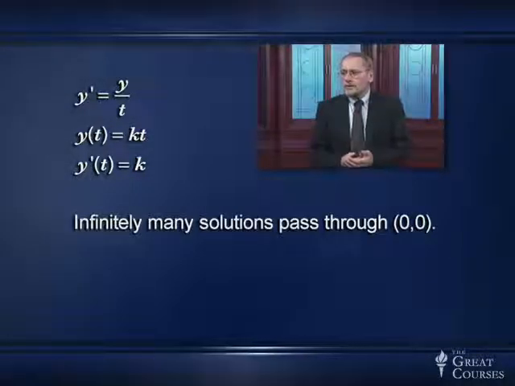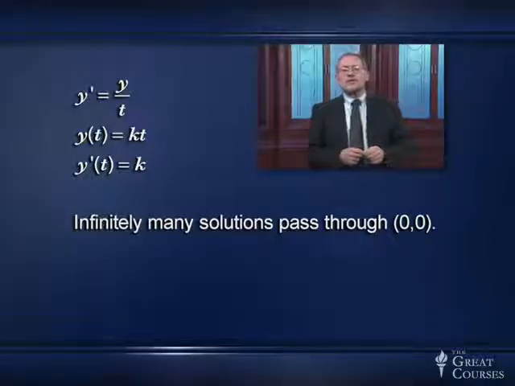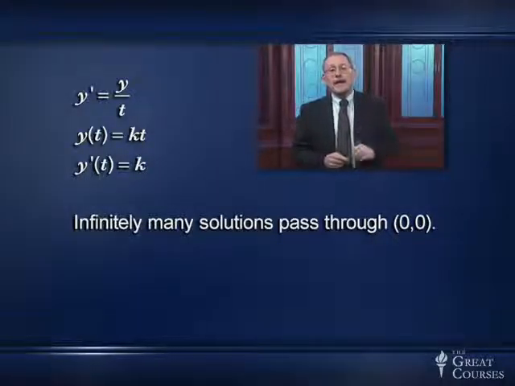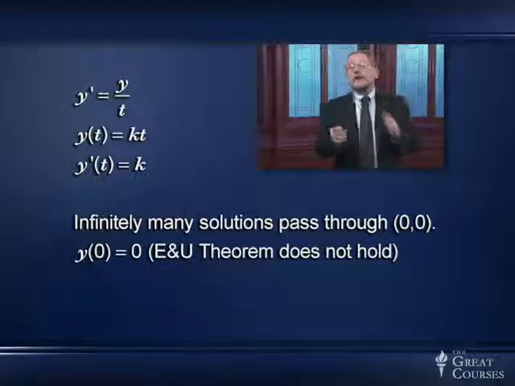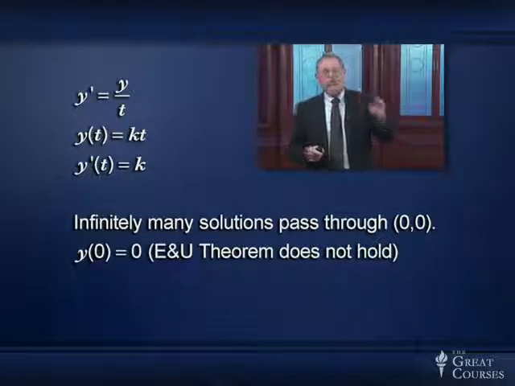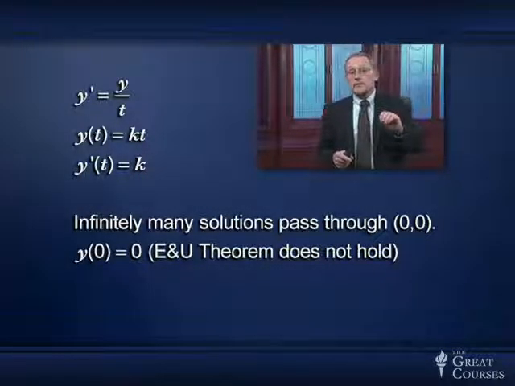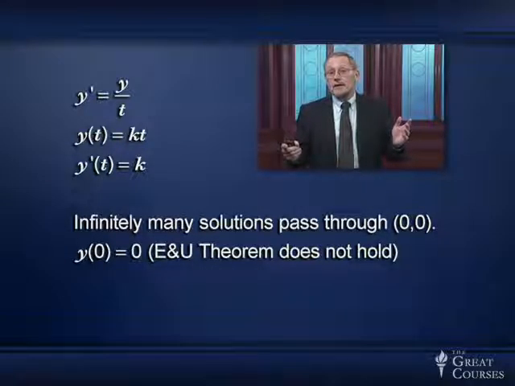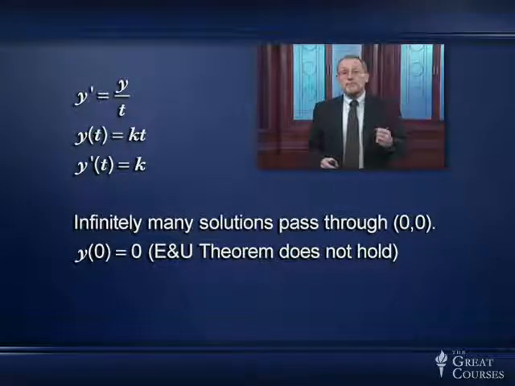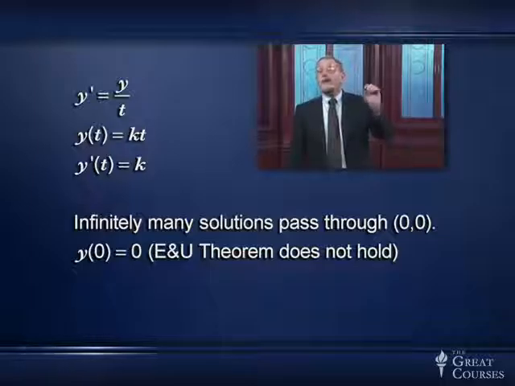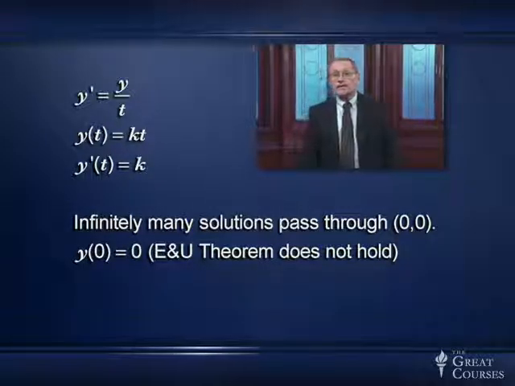But now notice, infinitely many of those solutions pass through 0 at time 0. Y equals k times t always satisfies y of 0 equals 0 no matter what k is. So in fact, you have infinitely many solutions passing through a point where the existence and uniqueness theorem did not hold.